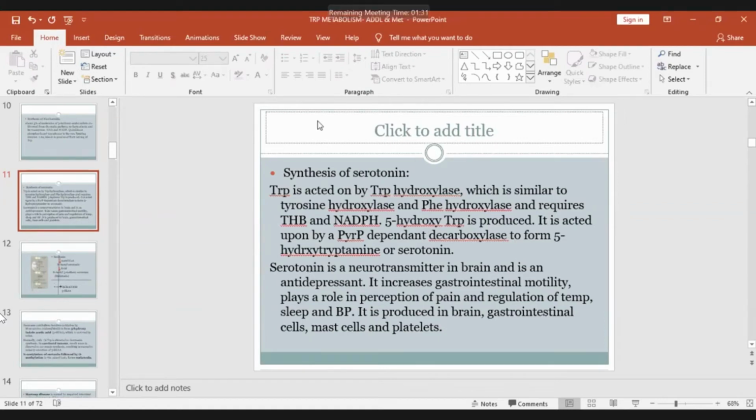Serotonin is a neurotransmitter in brain and is an antidepressant. It increases gastrointestinal motility, plays a role in perception of pain and regulation of temperature, sleep, and BP. So this is what you should remember. It is a neurotransmitter in brain and is an antidepressant. It is also a gastrointestinal hormone. It plays a role in perception of pain, regulation of temperature, sleep, and blood pressure. It is produced in brain, gastrointestinal cells, mast cells, and platelets, depending upon the functions.